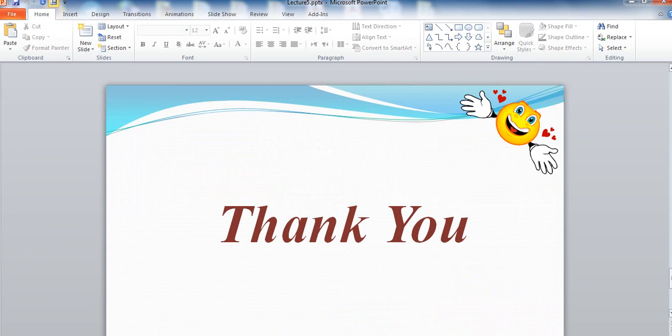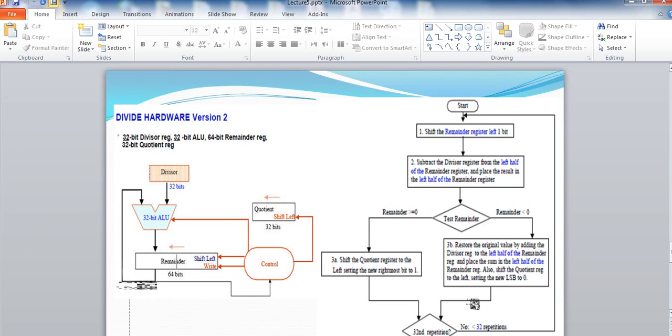So that's it for today's lecture. It is exactly the same as multiplying hardware versions 1 and 2, but this is for division.